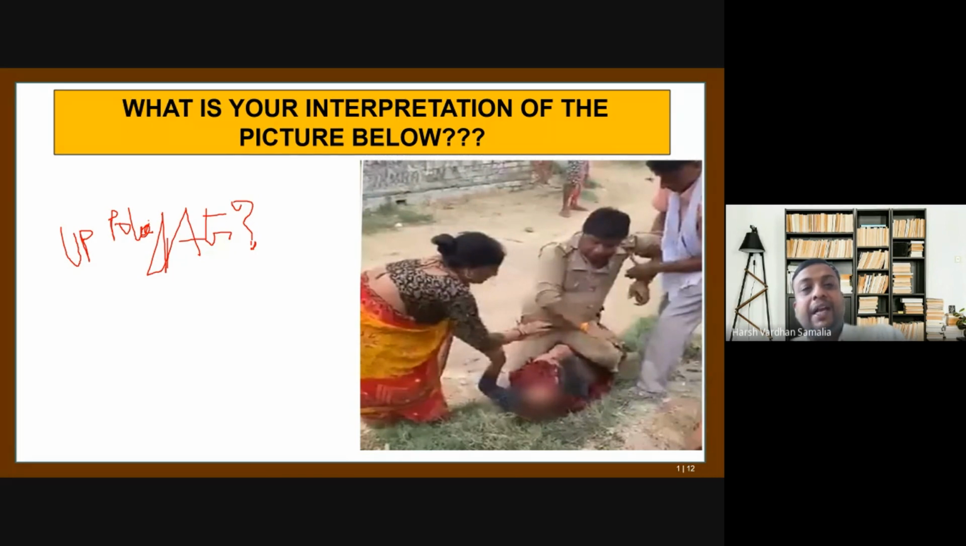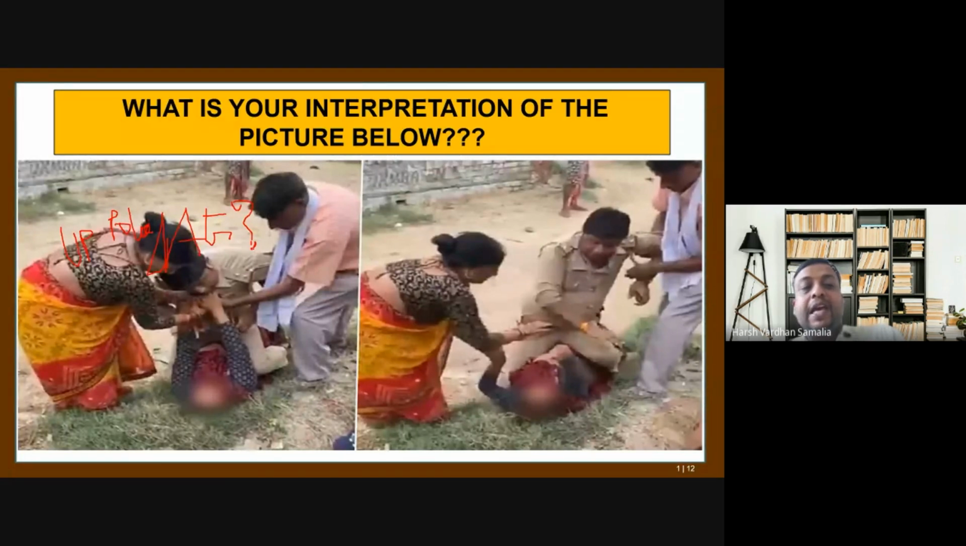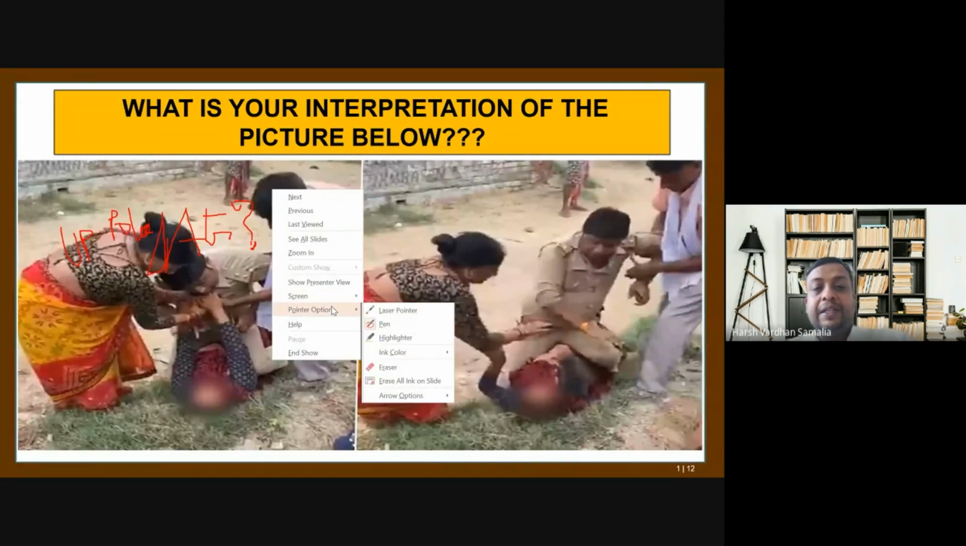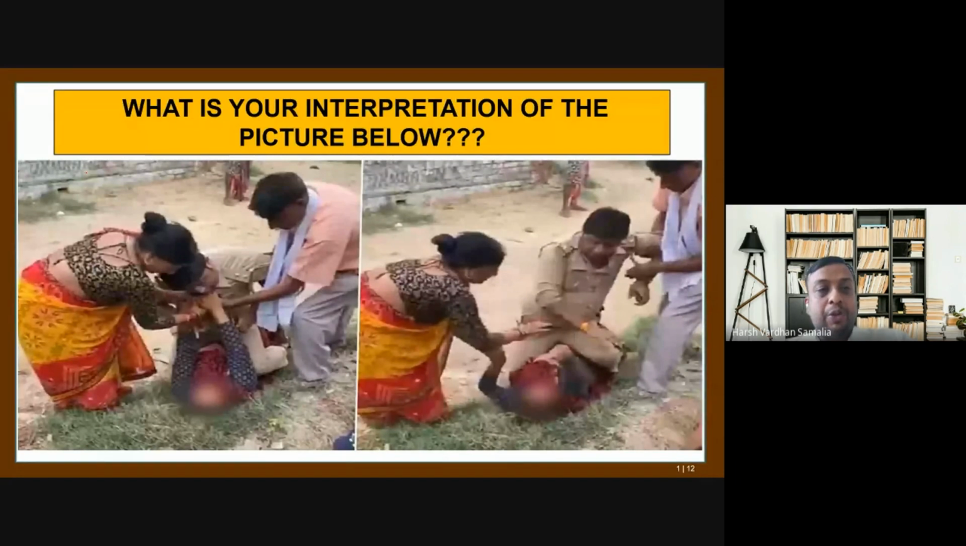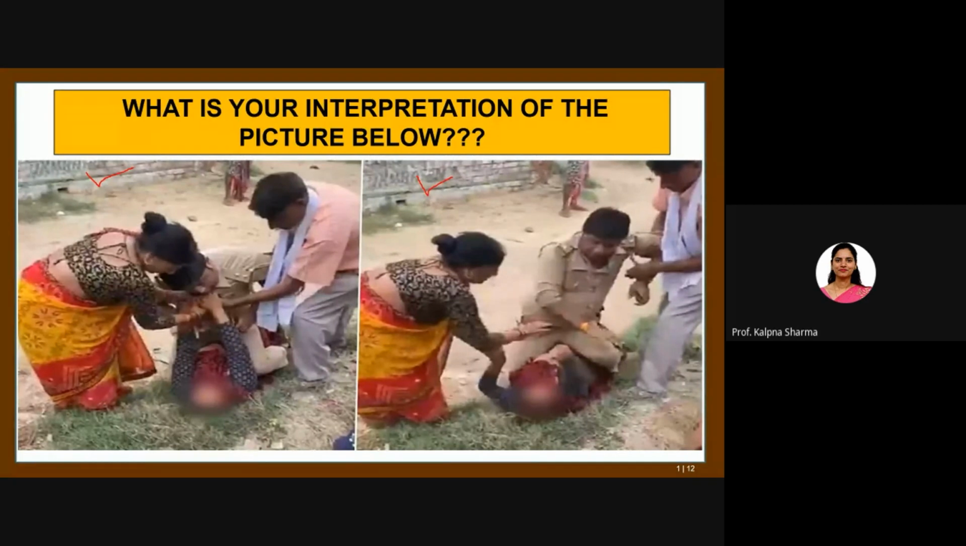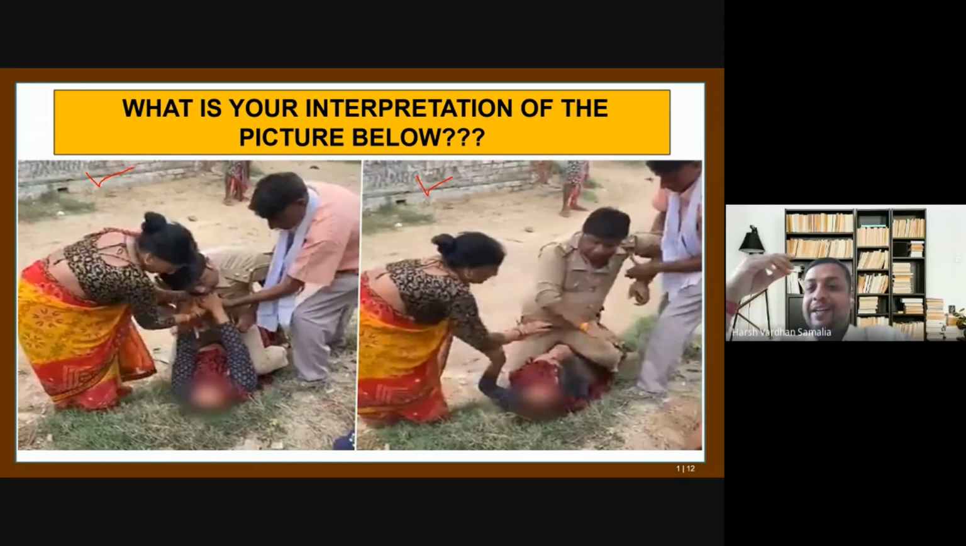Kalpana ma'am, I'll ask you again now, since you answered the first time. What is your interpretation now if I say to you that this picture which I've now shown you was taken half a second before the previous picture? Does your interpretation remain the same, or has it changed now? No, definitely it is going to change. In the first picture, you interpreted that the police wala is beating the girl. Now it is something else, right? Am I correct? Yeah, yeah.